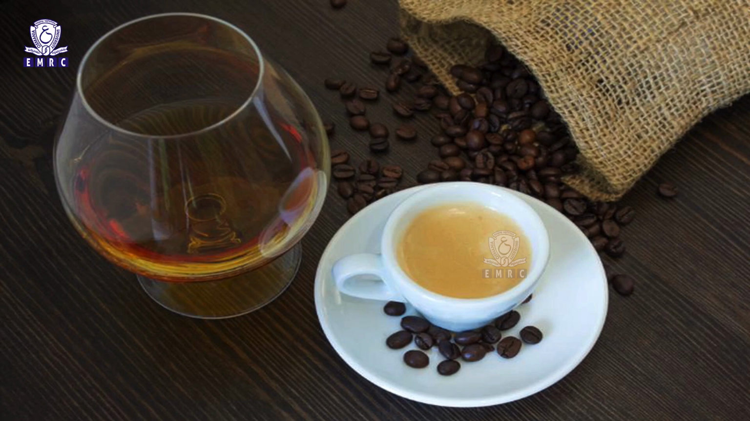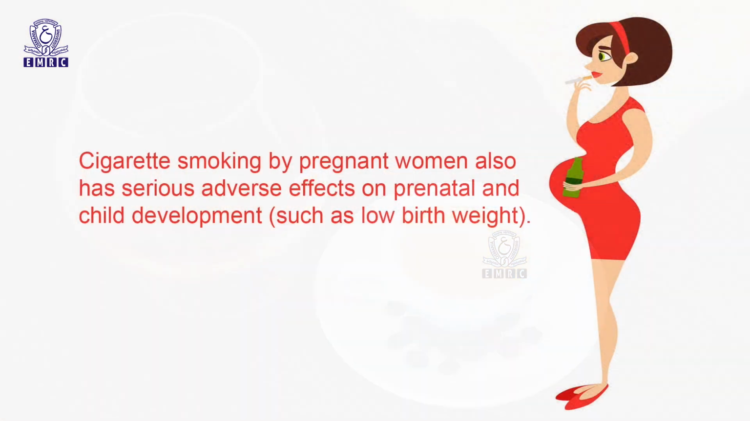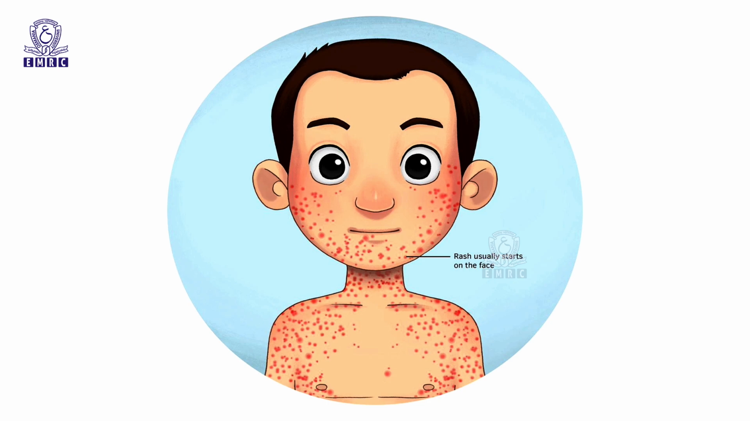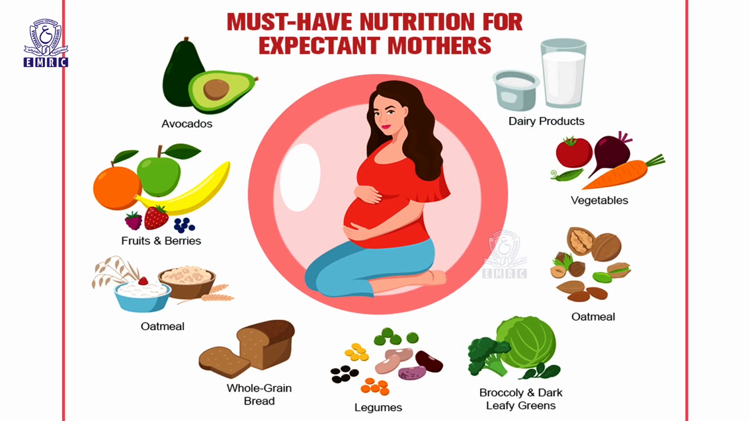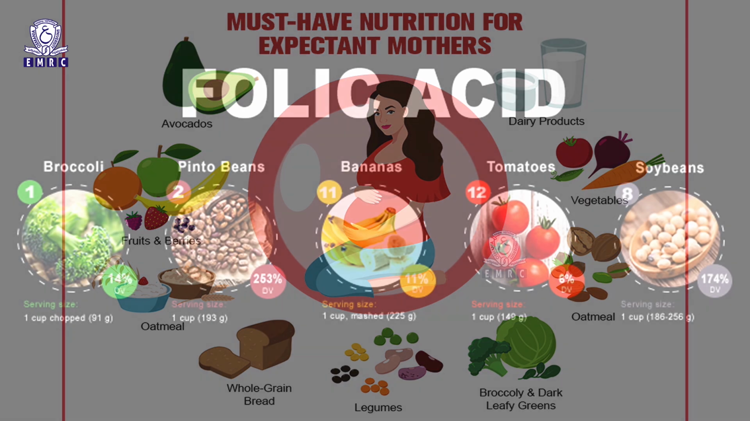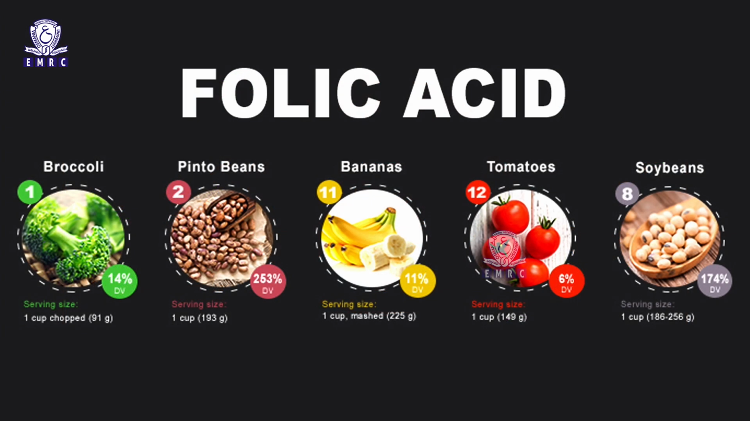The psychoactive drugs, which include caffeine, alcohol, nicotine, cocaine and marijuana, are also potentially harmful to the offspring. Cigarette smoking by pregnant women also has serious adverse effects on prenatal and child development, which includes low birth weight. Problems may also result if a pregnant woman has rubella or German measles, syphilis, genital herpes or AIDS. A developing fetus depends entirely on its mother for nutrition and it may be harmed if the mother is malnourished, is overweight or has a diet deficient in folic acid.